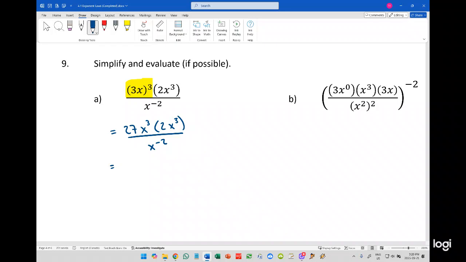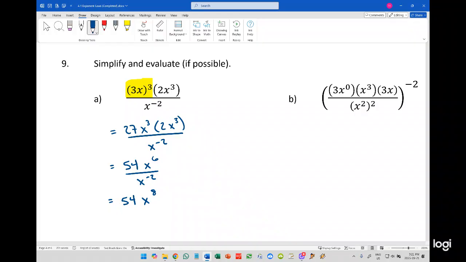Now on the top, we have 27 times 2 is 54. x cubed times x cubed is x to the 6th, because we're adding the exponents. And then the last rule, 54 stays the same. We have x to the power of 6 divided by x to the negative 2, so we subtract exponents, and 6 minus negative 2 is 6 plus 2, which is x to the exponent 8. Which you could also see if you moved the x to the top, you'd have x to the 6 times x squared on the top, which is also x to the 8. So you get the same answer either way.